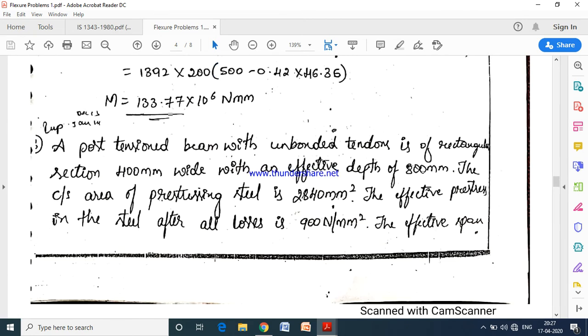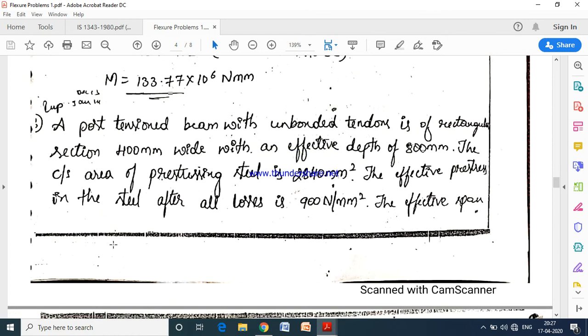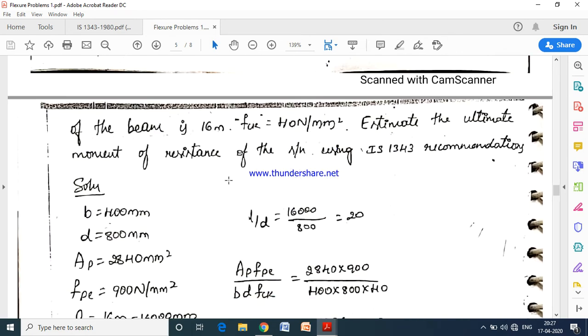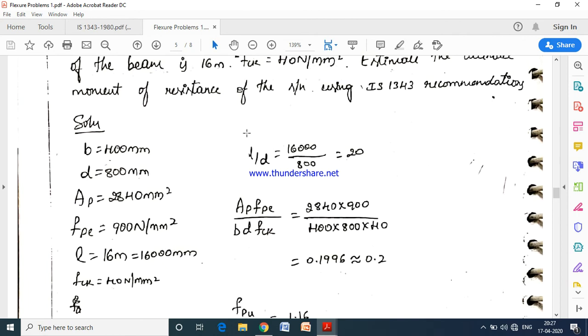So here you can observe it is a post-tensioned beam with unbonded tendons of rectangular section. So it is the third case, unbonded rectangular section. Cross section, everything is given. So first find out the effective reinforcement ratio along with the L by D ratio. If it is the unbonded case, you need to find out both. So the L by D ratio, span to depth ratio, is 20, and Ap fpe by b d fck is 0.1996, approximately 0.2 we will consider.